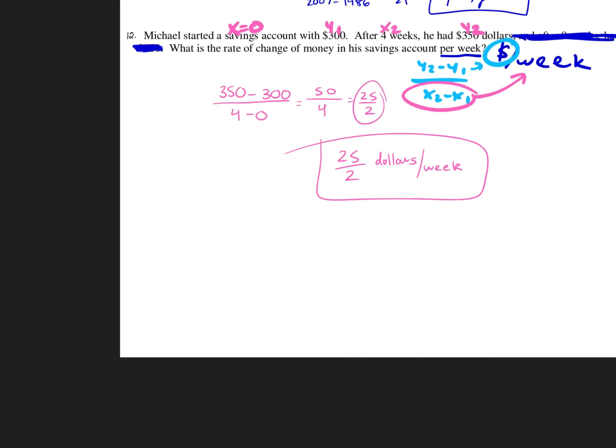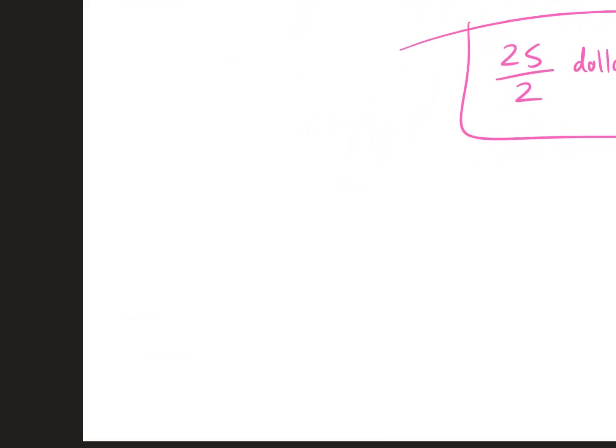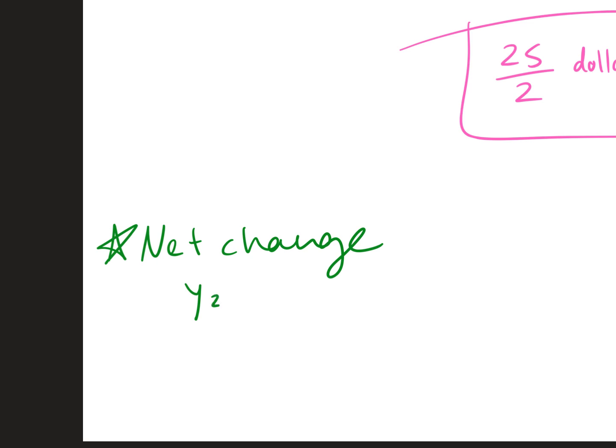All right, one other question that's not on the review that you're going to see on the quiz is going to be net change. How do we find the net change? Just the change in y. So it's just y2 minus y1. That's it. So it's just the top part of your fraction.